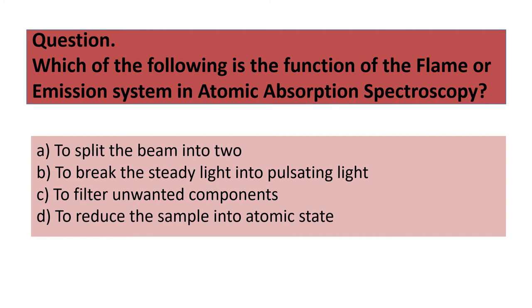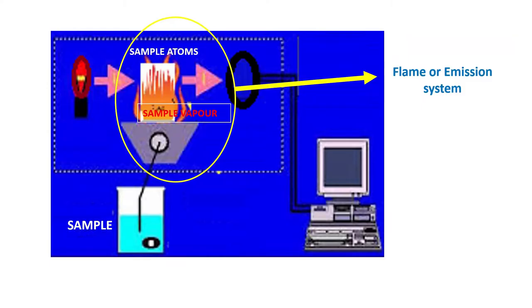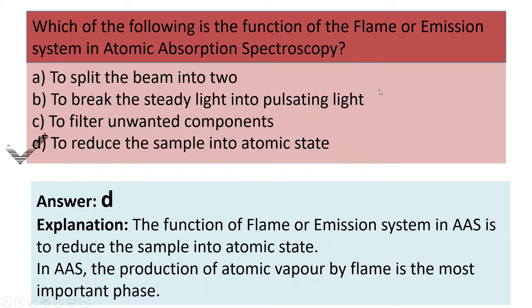And why is this the correct option? Because with the help of this flame or emission system, the sample is introduced inside the flame, where it gets converted into the form of sample vapor, and this sample vapor, because of the thermal energy, gets converted into atomic form. So that's why option D, to reduce the sample into atomic state, is the right answer.